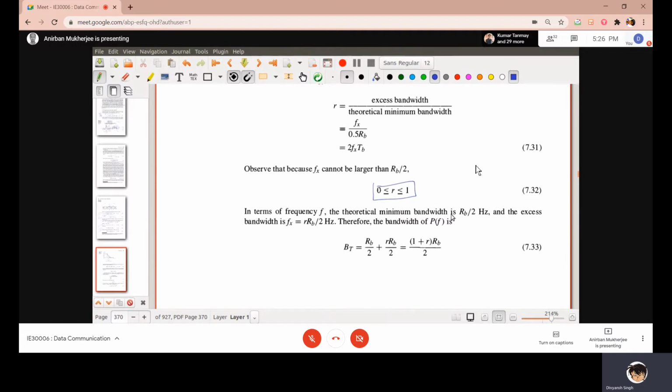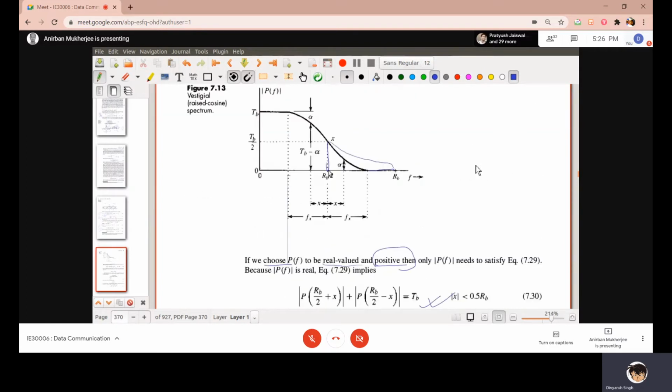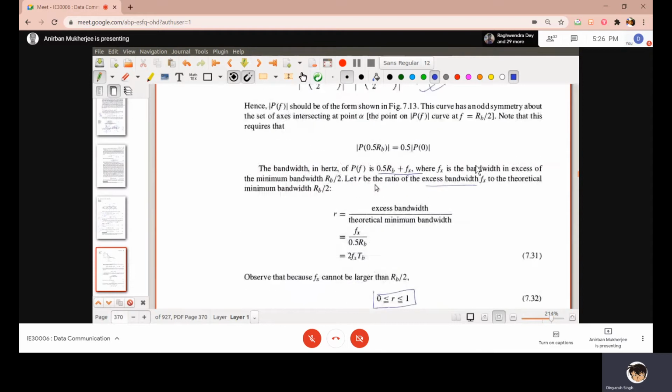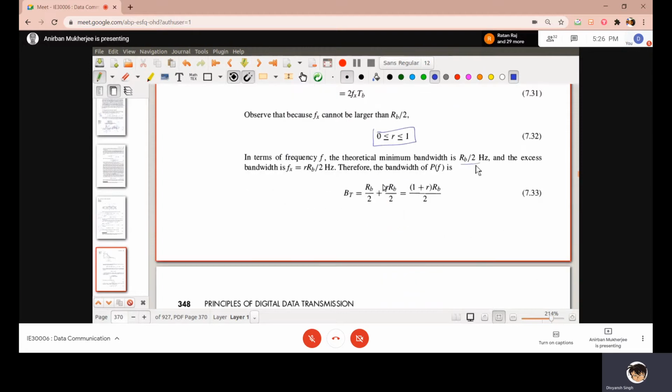In terms of frequency, when R equals 0, it is the theoretical minimum bandwidth RB by 2. And when R equals 1, it is RB. Now, what is the actual bandwidth of PF? The actual bandwidth of PF is basically RB by 2 plus fx. Now, fx equals 0.5 RB R. So that means (1 plus R) RB by 2.